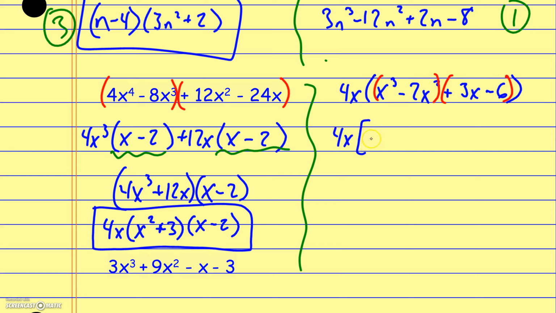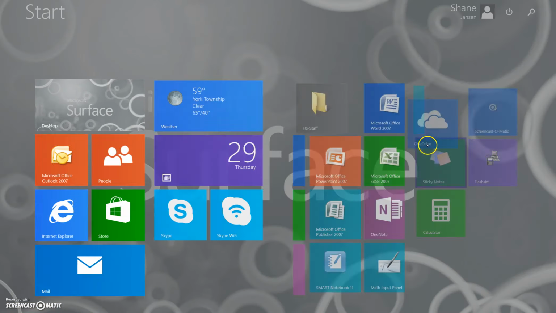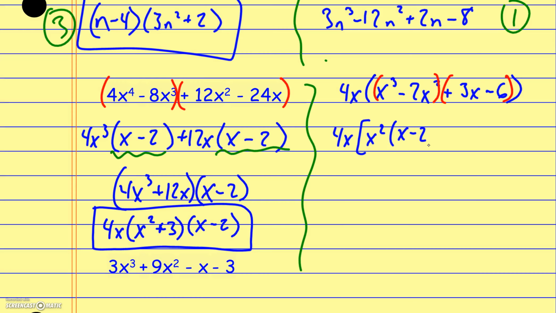Out of this first group, I can factor out an x squared, which leaves me with an x minus 2. Out of the second group, we can factor out a 3, which leaves me with an x minus 2. And so now what we see here, again, this 4x just kind of tags along for the ride. Inside here, I can see my two factors. The x minus 2 is one of them. And the other factor is right here, the x squared plus 3.